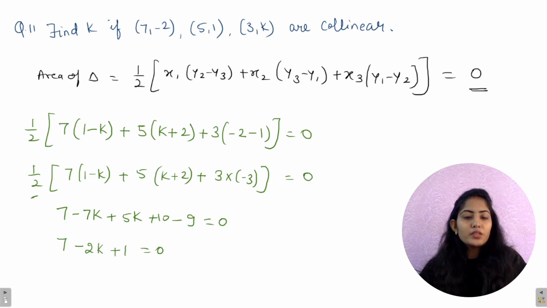So 2k, let's put it here. 8 is equals to 2k, so we get the value of k, that is the 4, and that is your answer. Okay, now come to the next slide.